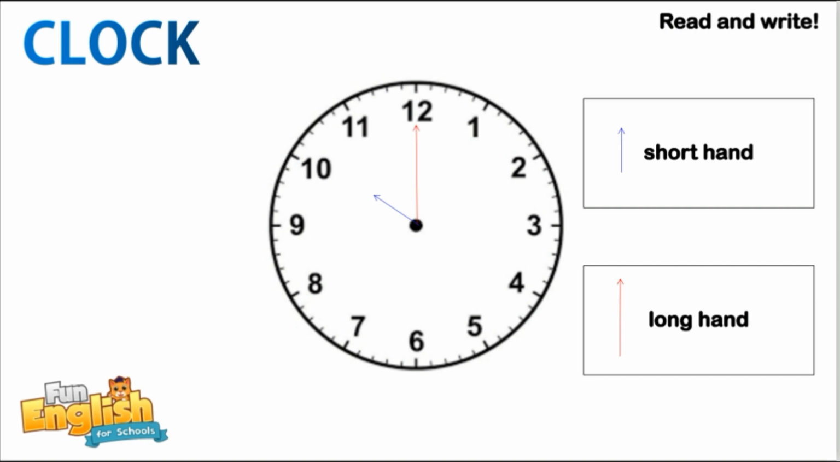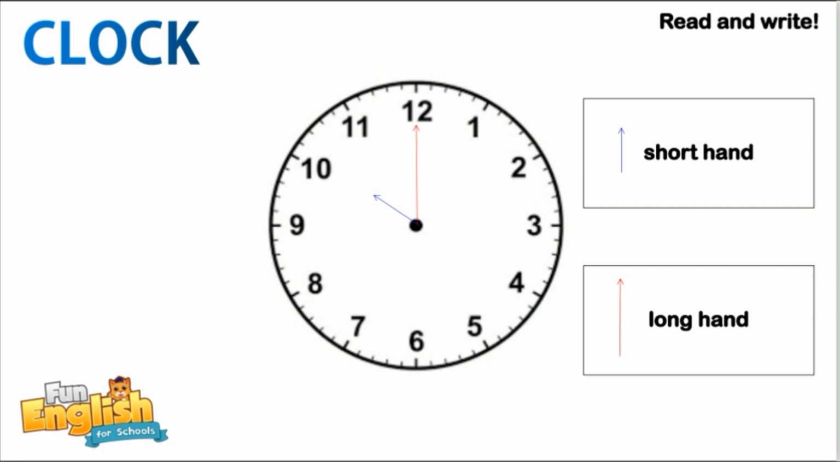Every clock will have two types of hands. The first one, in blue color, is the short hand, or jarum pendek. Short hand represents hours. The other hand is the long hand, which is red in color. Long hand represents minutes, or jarum panjang.